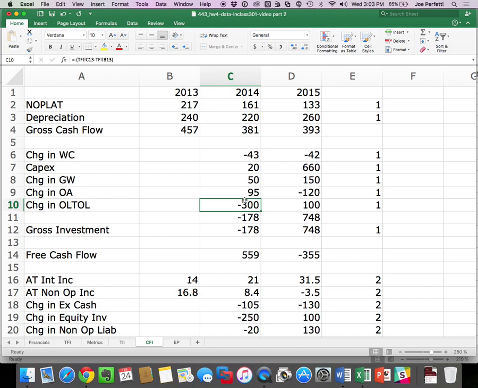And that relates to 2015. Because in 2015, we see a big spike in CapEx, right? And one way to interpret the big spike in CapEx is, why would I buy a big plant?